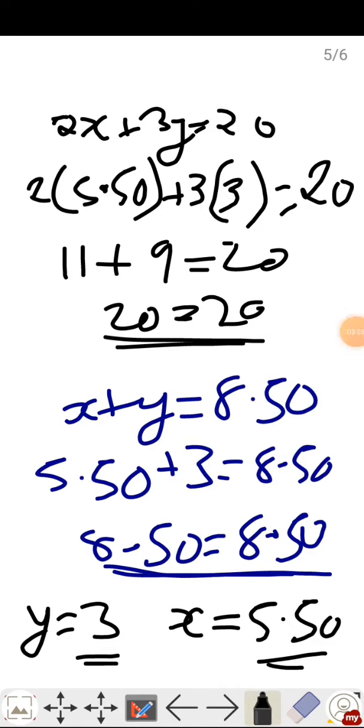So guys, if you want to make sure your answers are correct or not, this is what you do. You take the equations, then where there's x and y, you write the values which you found. In this case, we found 3 and 5.50. In the first equation, we substituted the values, and you see we get 20 and 20. So indeed our answer was correct. And the second equation also, x plus y equals 8.50. So 5.50 plus 3 equals 8.50. So you see your answers indeed are correct. So this is what you do in case you want to check if your answers are correct or not.